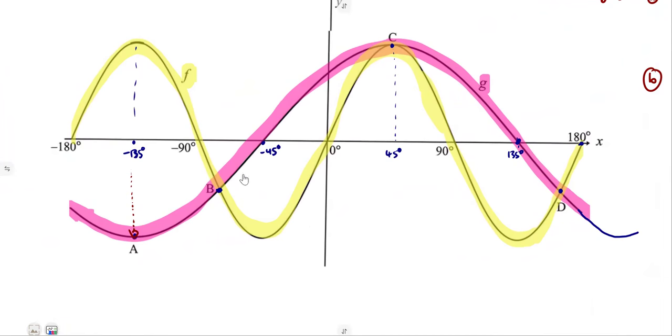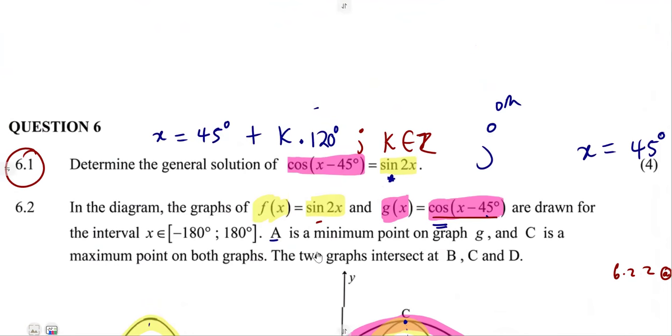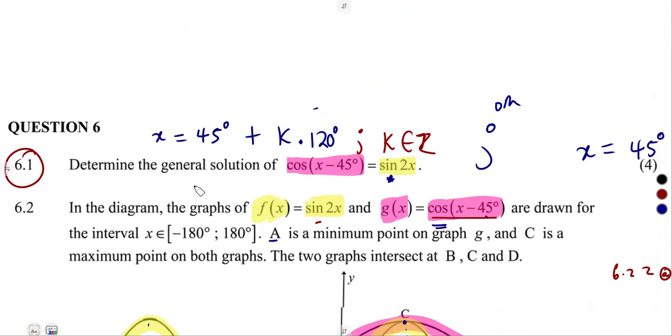Remember, guys, these two graphs, F and G, were taken from where? From 6.1. What is it that you are solving on 6.1? You are solving that these two are equal. And this is the condition that we understand for the point of intersection. At the point of intersection, the two graphs are equal. The graph of gx is equal to the graph of what? To the graph of f of x.